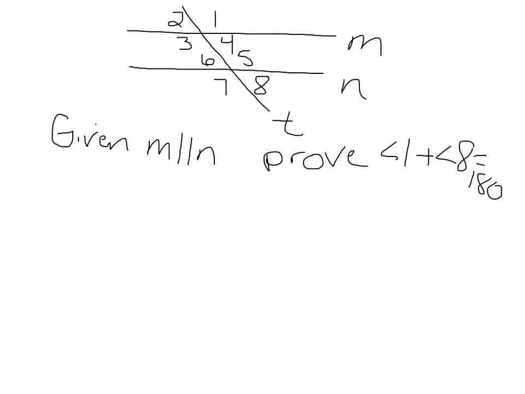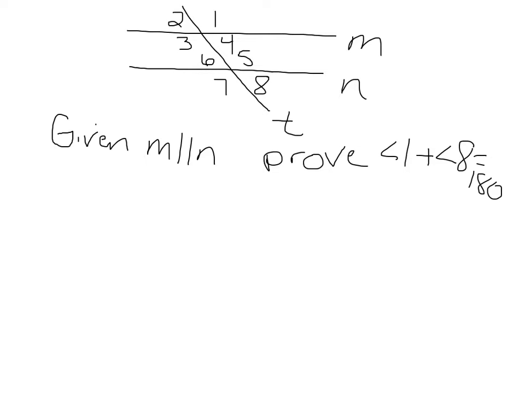For this proof, the given is M is parallel to N. If you don't know what that symbol is, you might want to write that down. M is parallel to N, and our goal is to prove that angle 1 plus angle 8 is equal to 180 degrees.